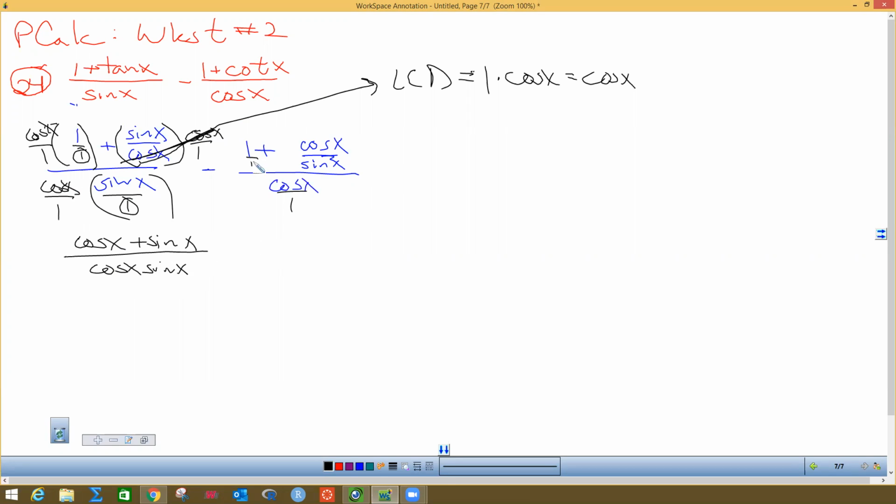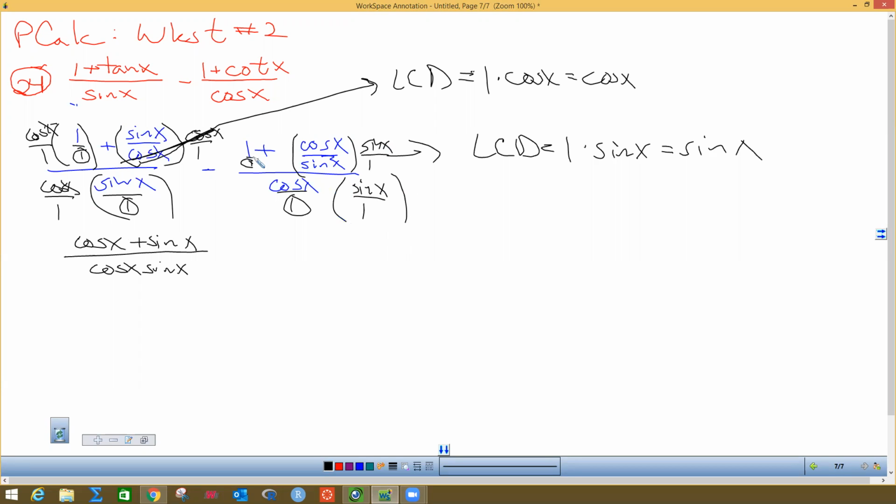And I'm going to do the same thing over here. So again, I got a 1 and a 1 in common, so the LCD is going to equal 1. And then I got this sine x not in common, so I multiply those, and that's going to give me sine x. So I'm going to multiply everything over here by sine x over 1, the top by sine x over 1 and the bottom by sine x over 1, which is 1. And when you distribute it, you're going to take this one times sine x over 1. Same thing I did over here.